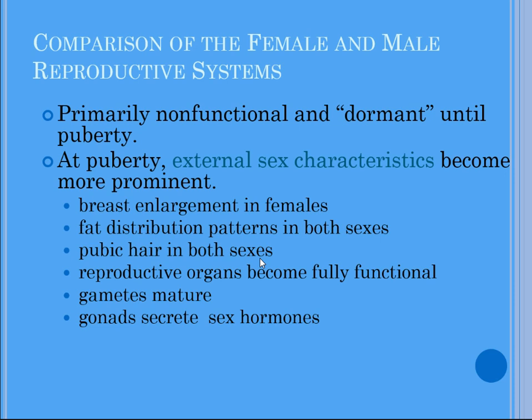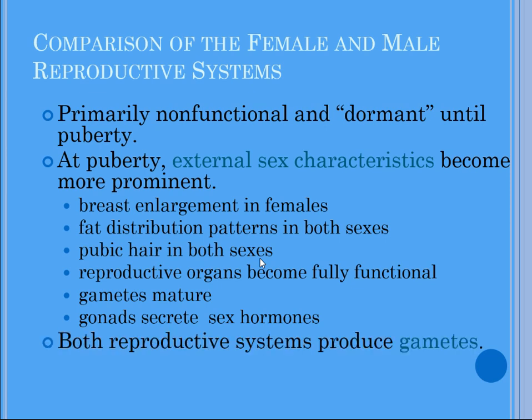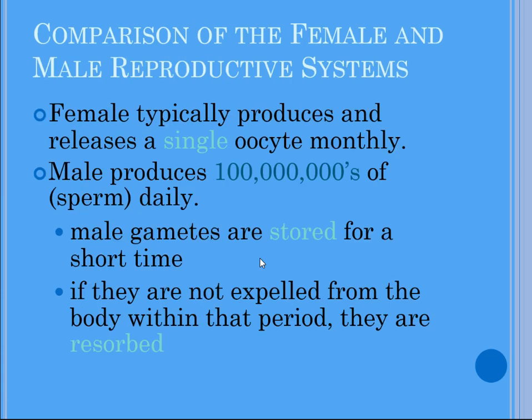Anyway, the reproductive organs are fully functional at this point. Gametes are mature, and you're secreting sex hormones. Okay? And remember, both reproductive systems produce gametes, eggs and sperm. All right, now there's a huge difference in the gamete production.